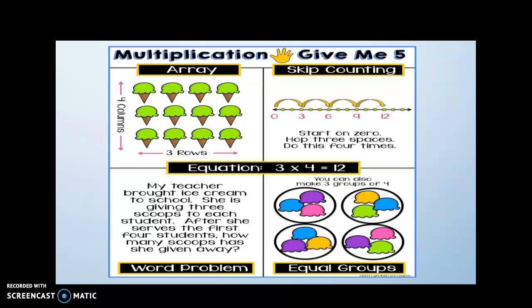The next picture is equal groups. So we have 4 groups, 1, 2, 3, 4. And how many do we have in each group? 3, that is correct. So 4 times 3 equals 12. This is a different way to answer multiplication questions. And again, we are discussing strategies so you can tackle your multiplication problems.